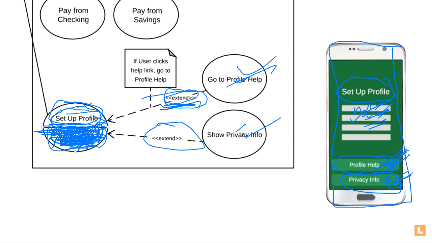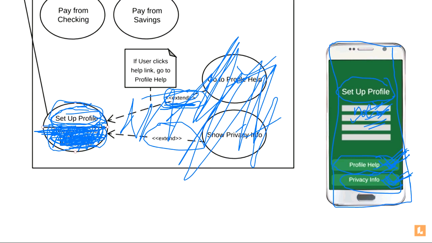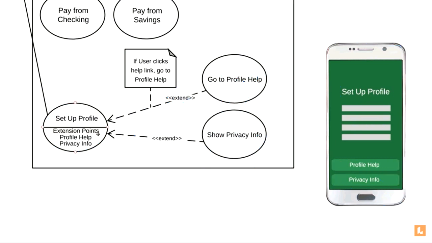And if you don't want to show it like this, because it is giving a complex view to your system, then you can write just a single use case circle here. Write the main use case, that is setup profile, and the optional use cases that you are giving to the user, profile help and privacy info, just below this line. Got it?